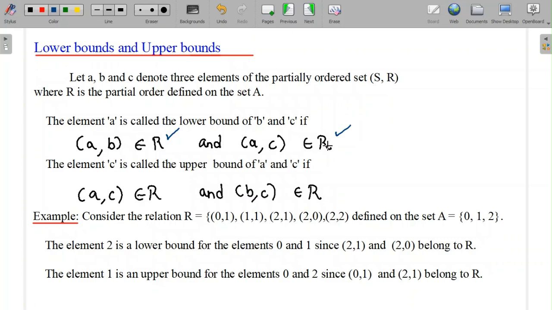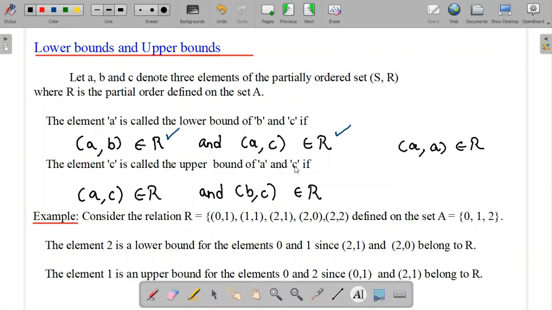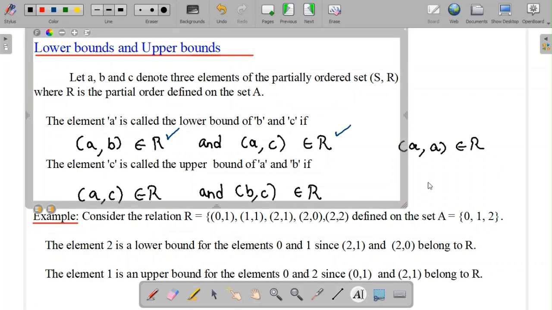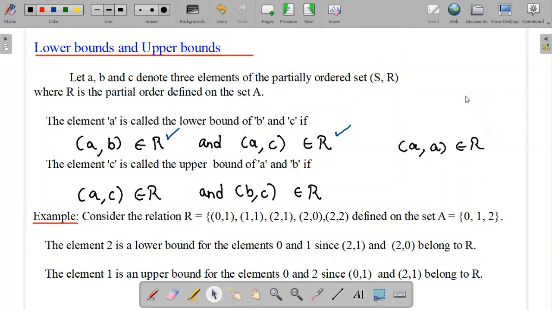Of course, trivially, A is the lower bound of itself because (A, A) is also present in the relation due to the reflexive nature. So we can discuss this only for distinct elements. Similarly, the element C is called the upper bound of A and B if we have the pairs (A, C) and (B, C). So the one on the right is called the upper bound. (A, C) is part of the relation, (B, C) is part of the relation. Therefore, C is the upper bound of the two elements A and B.